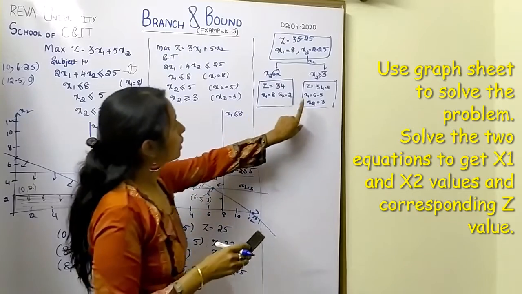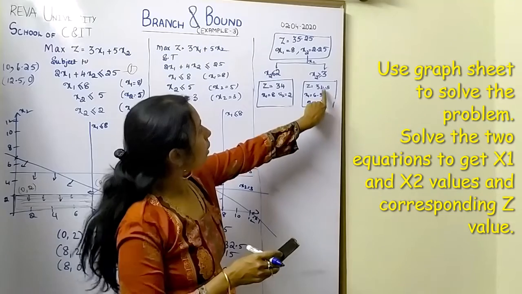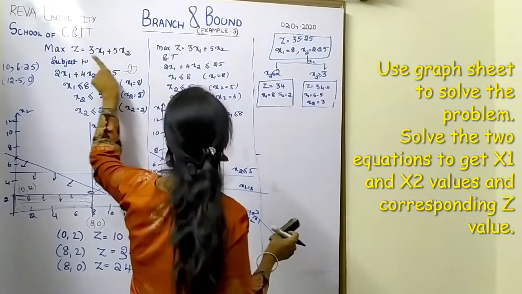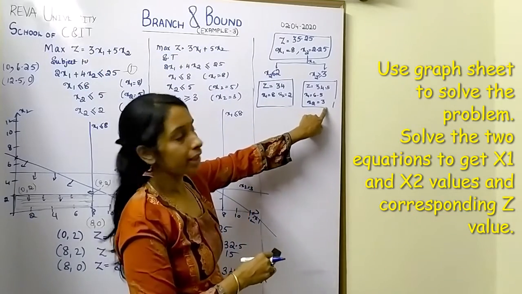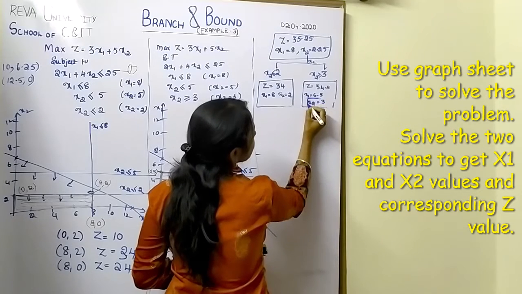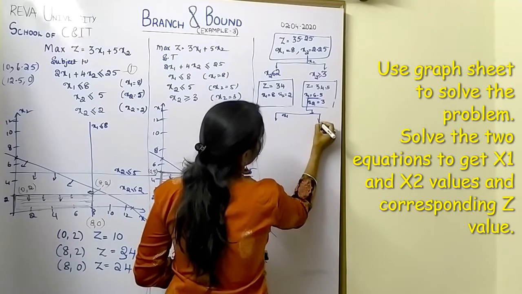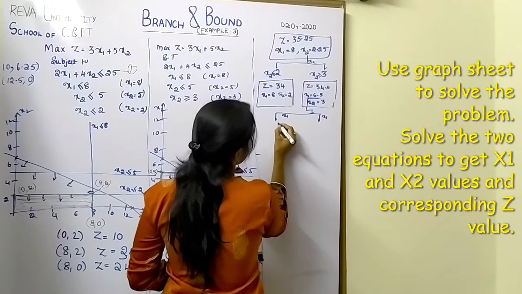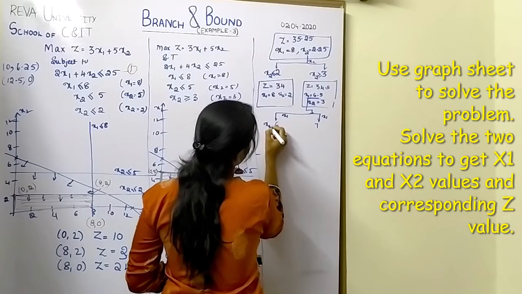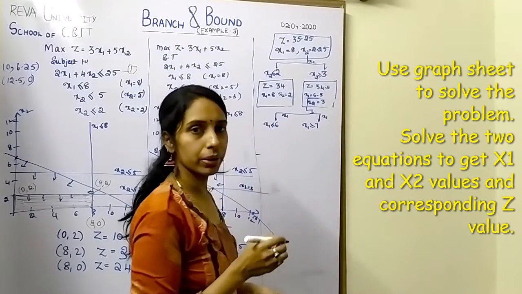So what it indicates? Even though it is integer, if I travel in this path, I may get a more maximum optimal solution for this z. So I will again consider this equation. In this equation, x1 is in decimal, and its value lies between 6 and 7. So x1 is less than or equal to 6, or x1 is greater than or equal to 7.